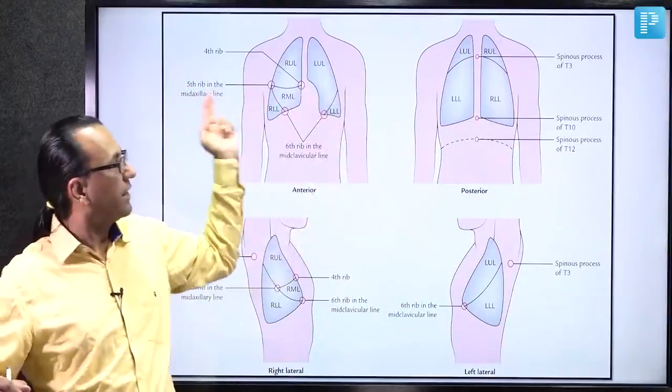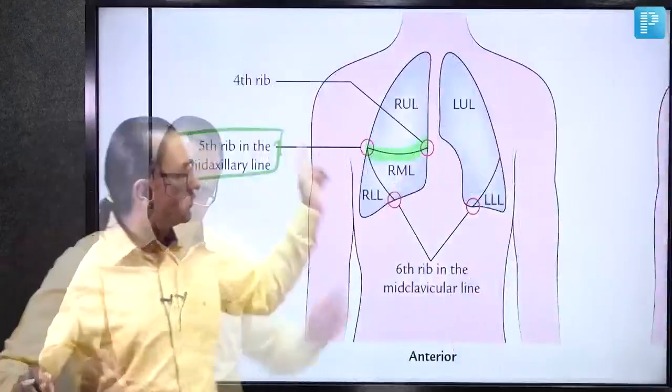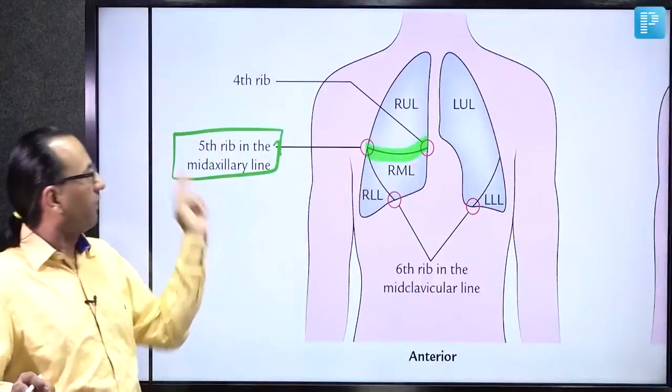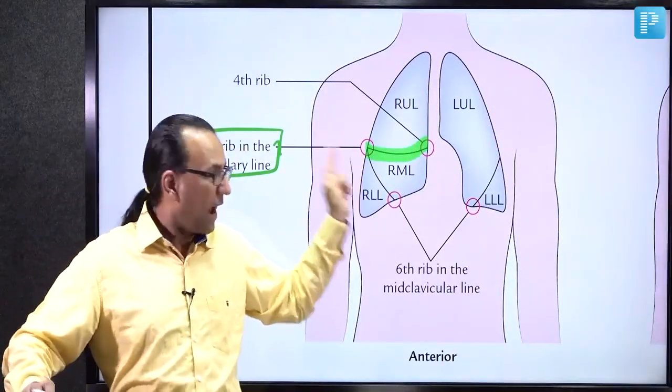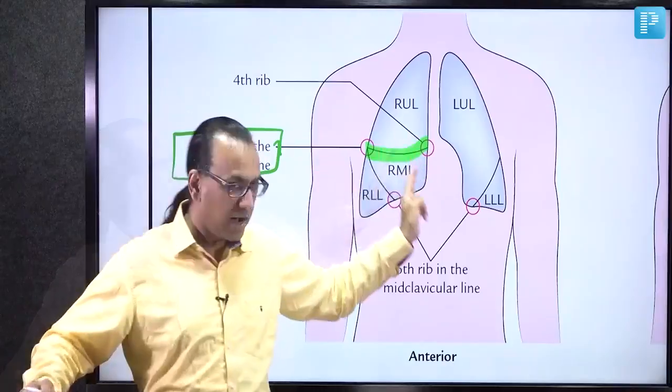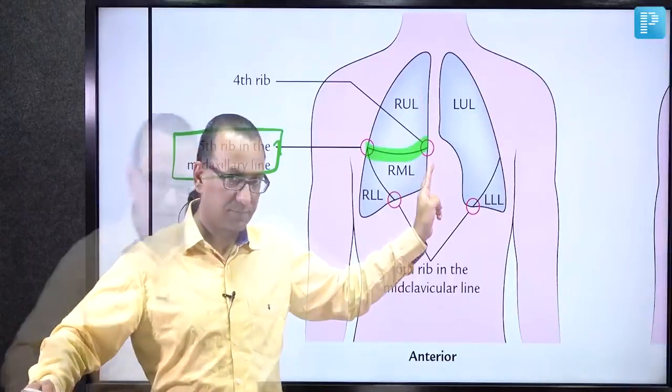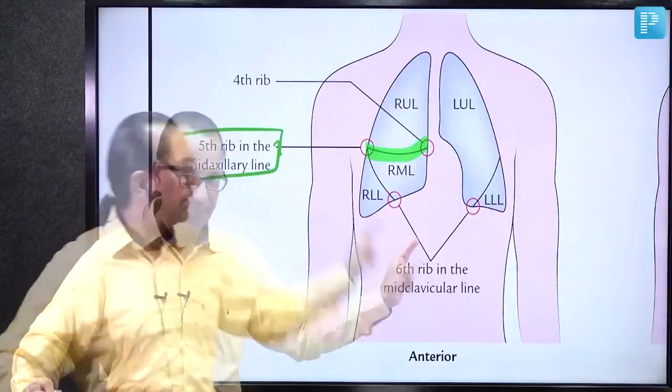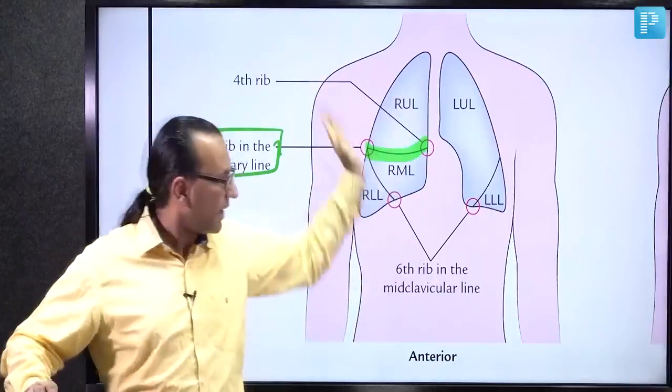Let me zoom this area now. As you will see, the horizontal fissure, I have to start at the 5th rib in the mid-axillary line and come to the 4th rib at the anterior border of the lung. And what about the oblique fissure? Oblique fissure starts posteriorly and is coming anteriorly.